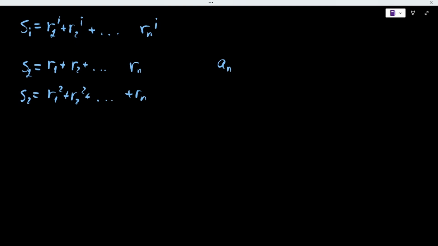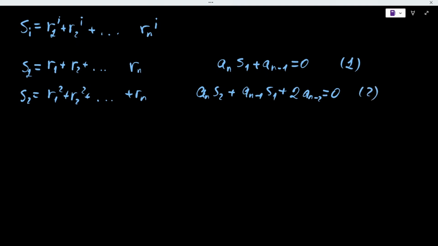Newton's sum is: An times S1 plus An minus 1 equals 0. This is the first level Newton's sum. The second level is An times S2 plus An minus 1 times S1 plus 2 times An minus 2 equals 0. This is the second level Newton's sum. The third level is An times S3 plus An minus 1 times S2 plus An minus 2 times S1 plus 3 times An minus 3 equals 0. And keep going like this until level n.